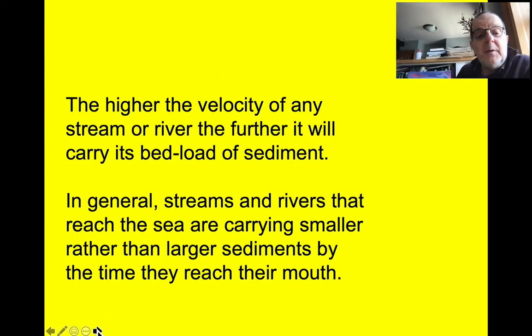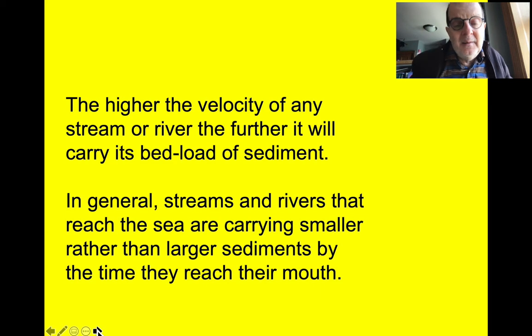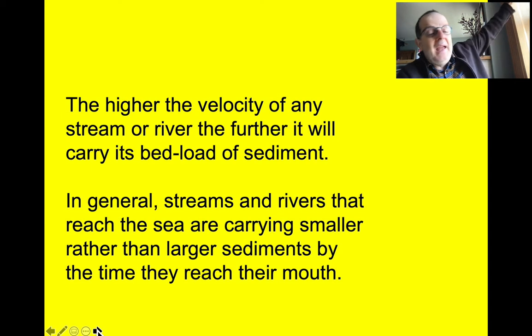The higher the velocity of any stream or river, the further it will carry its bed load of sediment, the stuff that it is carrying from boulder to clay. In general, streams and rivers that reach the sea are carrying smaller rather than larger sediments, silt and clays, by the time they reach the mouth. So one of the reasons that the Hudson River will always look brown, particularly in the spring, is it's carrying a lot of sediment. It's not got garbage in it. It's clay and silt that came from the land up as far as the Adirondacks, where little particles of sediment entered a stream and then entered the river and then were carried down to the mouth.